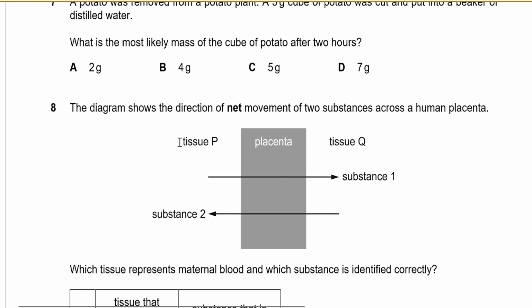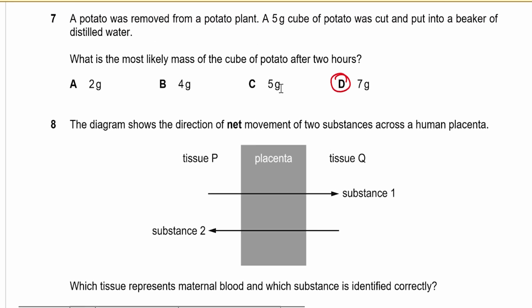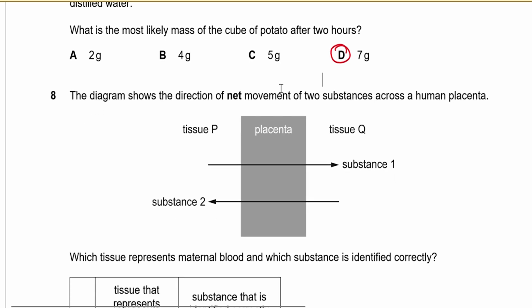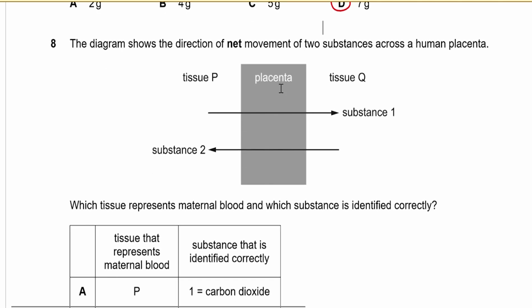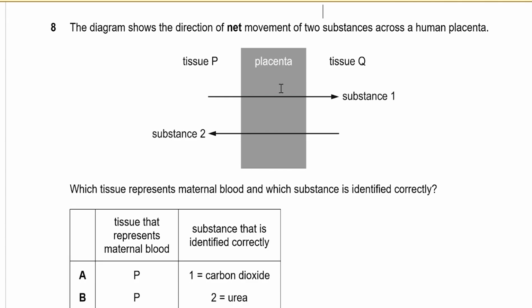So at the end of the day, we expect it to increase from 5 grams to something bigger than 5. And of course, from our choices here, it will be D, because all the others indicate that the potato cube is losing water instead of gaining water. And for it to remain at 5 grams, the potato should be placed in a solution that has equal water potential to the potato.